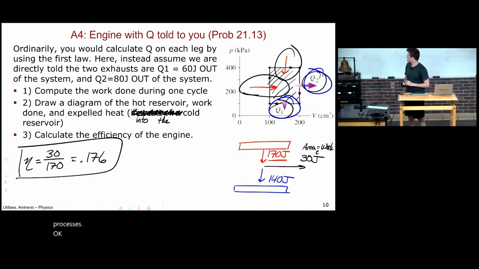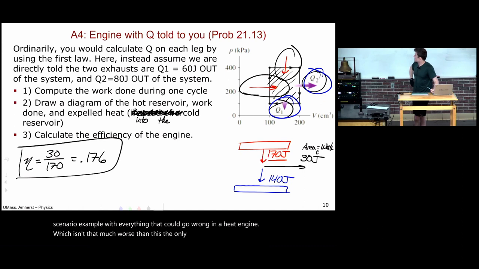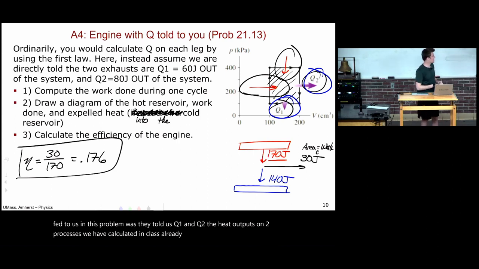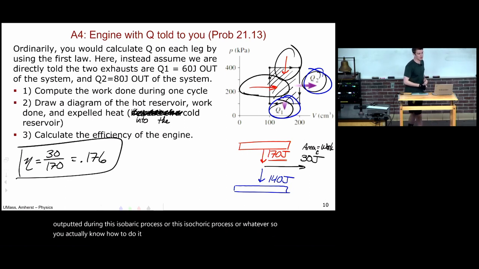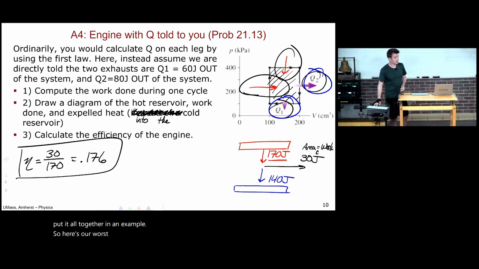Okay, so as promised, we were going to start class with sort of the worst case scenario example with everything that could go wrong in a heat engine, which isn't that much worse than this. The only thing that we didn't have spoon-fed to us in this problem was they told us Q1 and Q2, the heat outputs on two processes. We have calculated in class already multiple times how much heat is outputted during this isobaric process or this isochoric process or whatever. So you actually know how to do it. So we've already done everything, but I want to put it all together in an example. So here's our worst case scenario. There's a ton of text. Don't write it down. I'm going to explain it and then walk you through it.